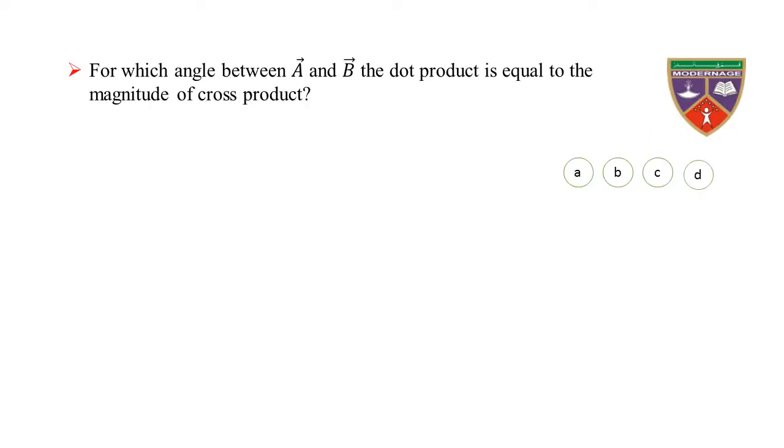For which angle between A and B is the dot product equal to the magnitude of the cross product? Option A 30 degree, option B 45 degree, option C 60 degree, option D 90 degree. The key is 45 degree. Therefore, the correct option is B.